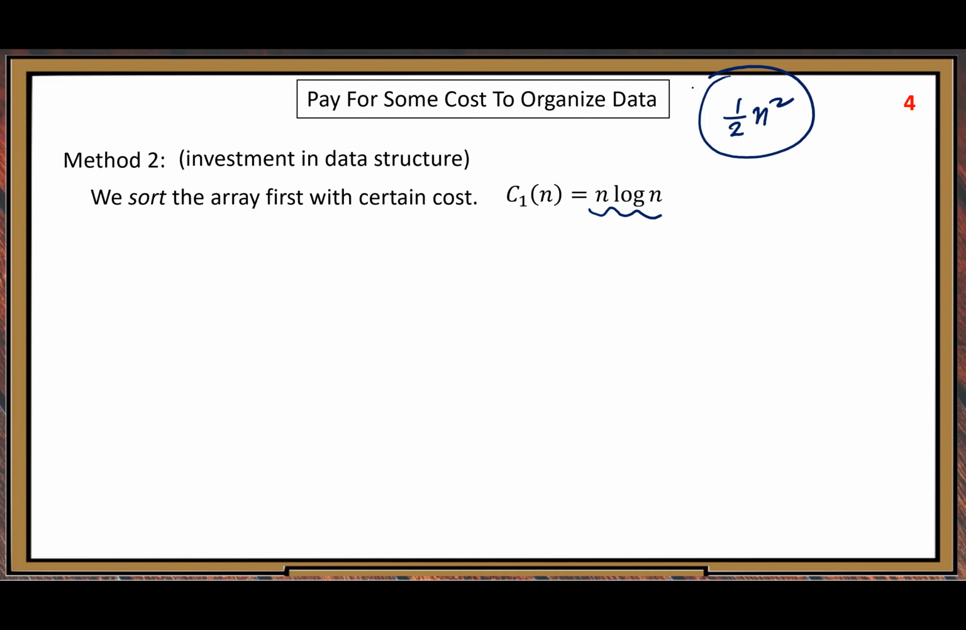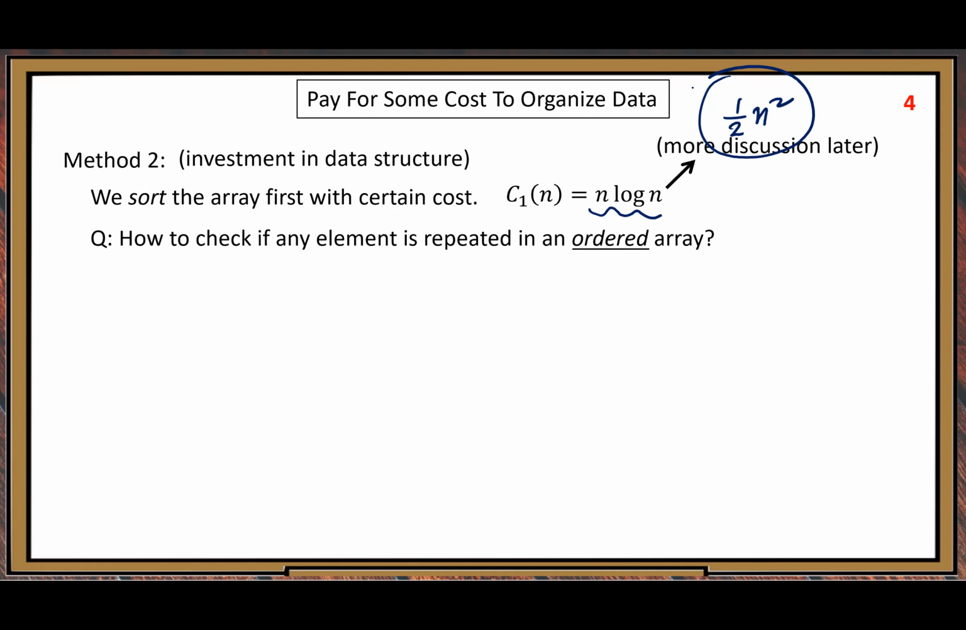All right, so in the first step, we do the sorting and we pay. The cost is pretty big, but if it's smaller than method one, probably we like to pay this much.